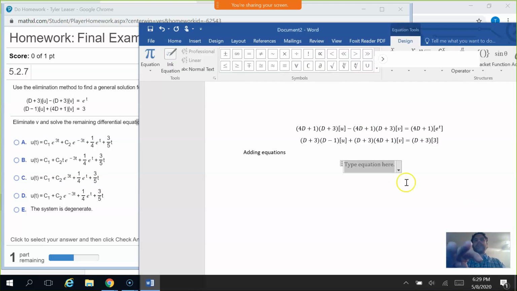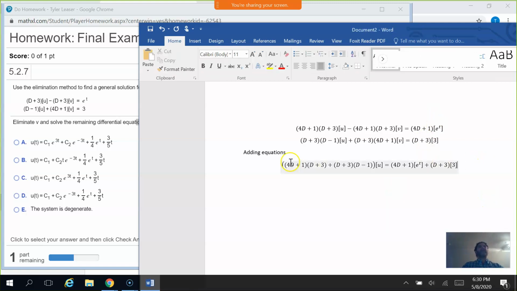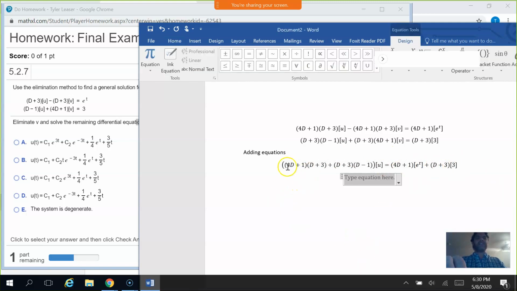When I do add the equations together, I'm going to be adding these u's together, and it's going to look kind of gross to begin with. So 4D plus 1 times D plus 3 plus D plus 3 times D minus 1, all of that acting on u is going to be equal to the right-hand side, 4D plus 1 acting on e to the t, plus D plus 3 acting on just 3. All right, now we want to clean this up and then solve it for u. To clean it up, we're going to distribute out these parentheses and combine like terms, and we'll go ahead and figure out what this right-hand side is going to be.